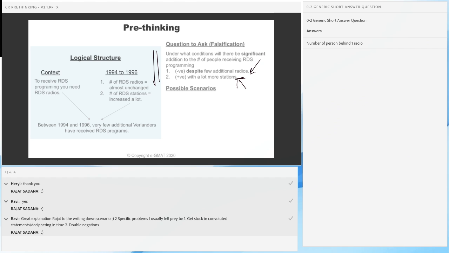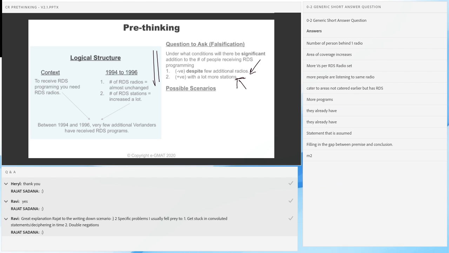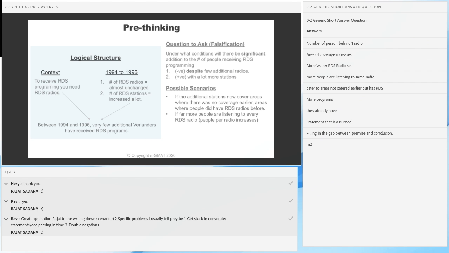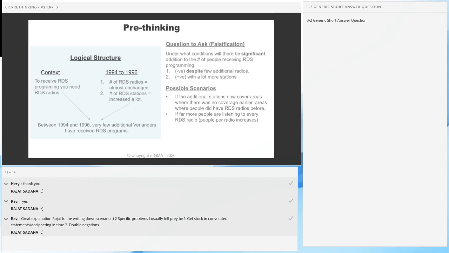If the number of people per radio goes up, yes. Okay. If that's one thing, and the other is if it catered to areas not catered to earlier. If there were people who already had the RDS radio in 94, but they did not have coverage, and now we give them coverage, that's when this starts to happen. Okay. So those are the two possible scenarios. I want to be more specific, so there are two additional scenarios.